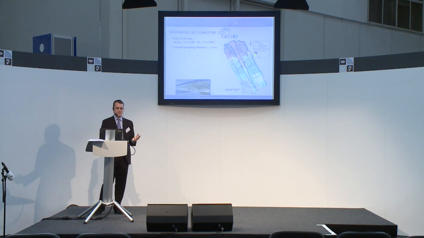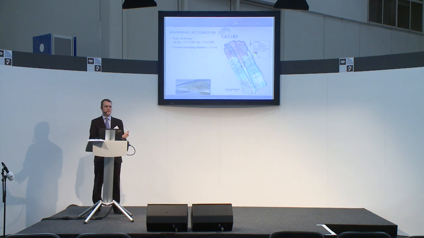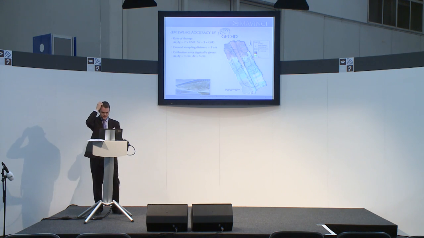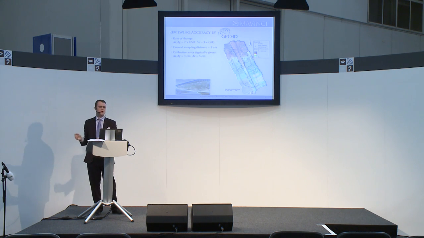The rule of thumb is, if you have a ground sampling distance, the accuracy in X and Y is about twice that. For example, 3 centimeters ground sampling distance means 6 centimeters X and Y accuracy and 9 centimeters in Z. Now we want to know if this rule of thumb is true. We checked it with this data. This mission had, I think, 10 ground control points.